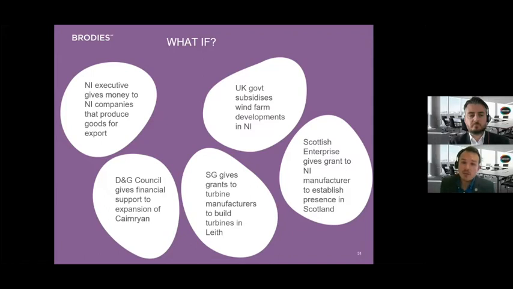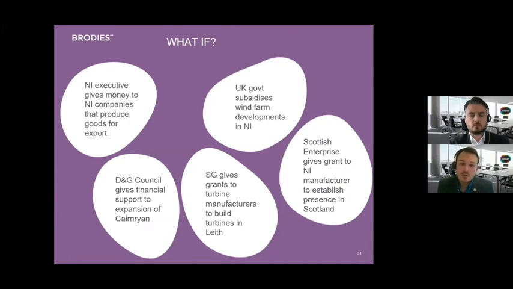But what if, for example, going down to the bottom left there, Dumfries and Galloway Council gives financial support to the expansion of Cairnryan? Well, that could, for example, lower the price of transporting raw materials from Scotland to Northern Ireland, and then it could make goods that are made in Northern Ireland and sold into the EU cheaper as a result, and that could potentially be within the scope of the protocol, because it's affecting that trade.